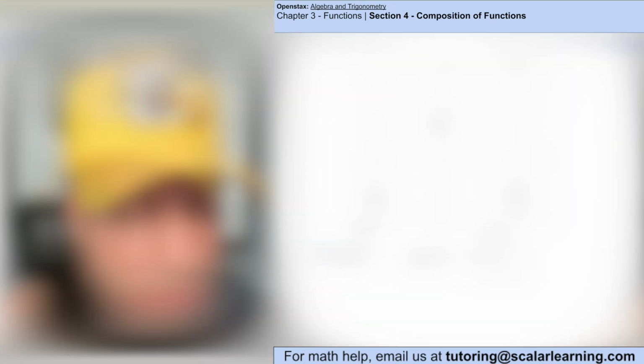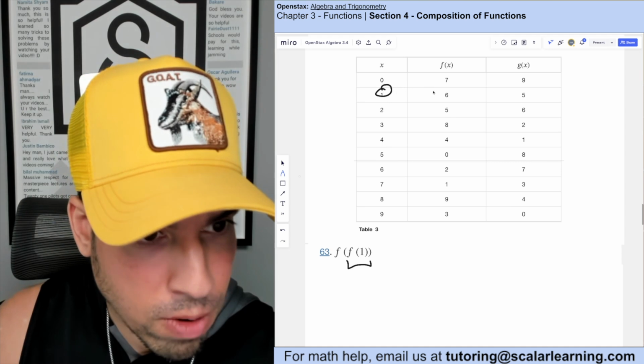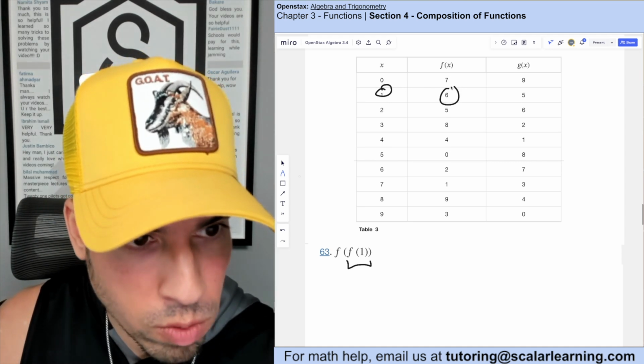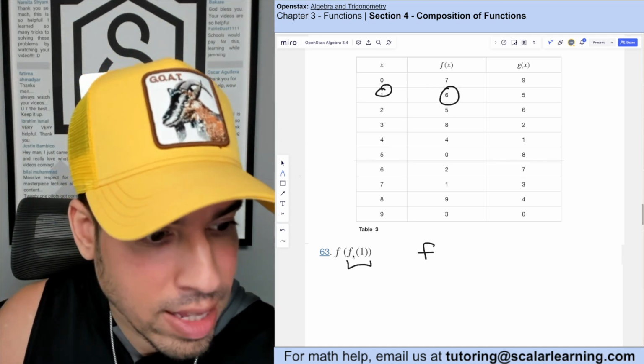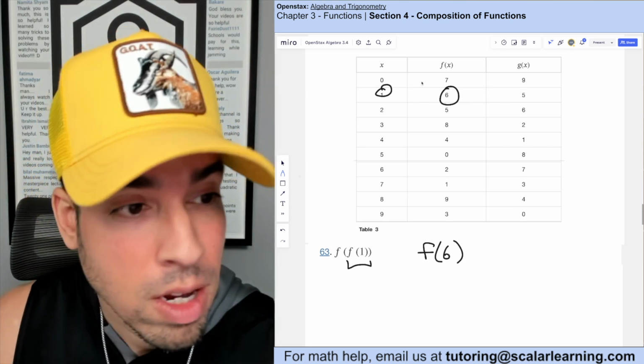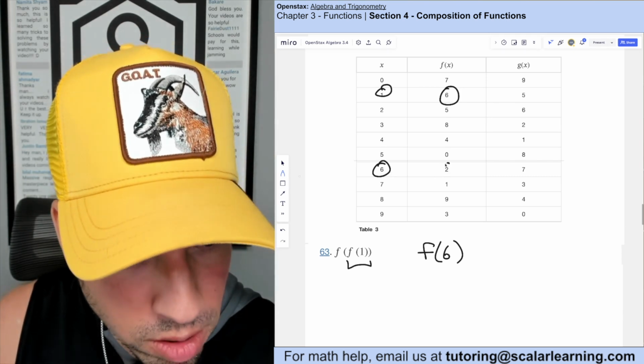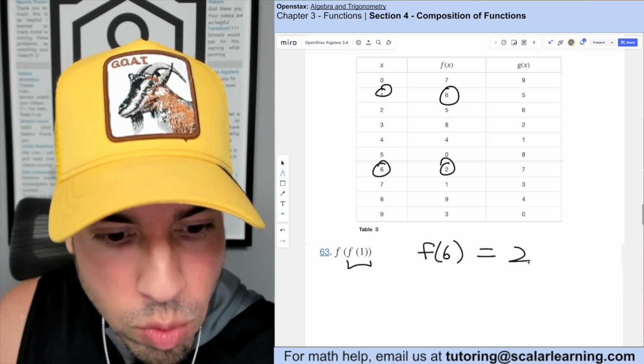Boom. Done. Here we're going to start from the inside. So what is f of 1? So it is the function value of f when x equals 1 right here, which is 6. So then that inside part gets replaced with 6. Now we're trying to find what is f of 6, right? So we find the x value 6. What is the function value of f when x equals 6? It is 2. So 2 is the winner.